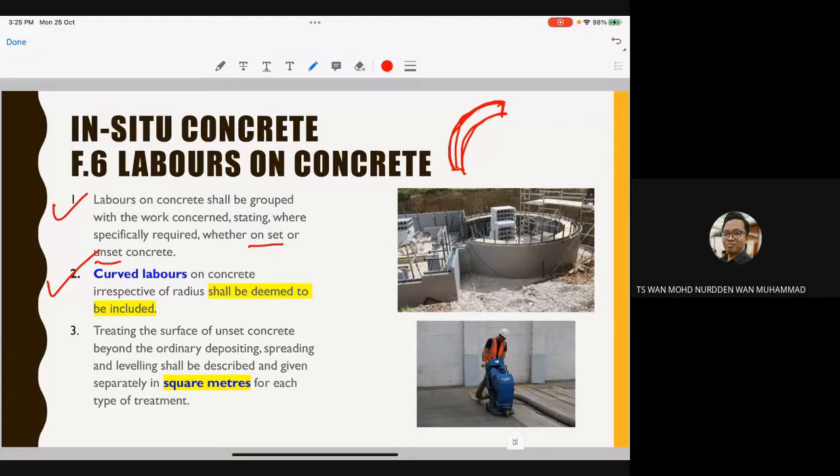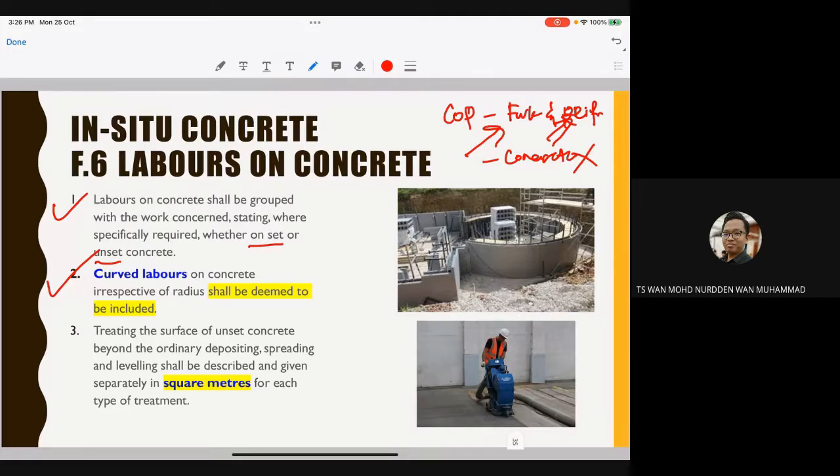Then it says, if we do this concrete, okay, for work on COP, okay, COP, curve on plan. COP for formwork and reinforcement is measured separately. But for concrete, it doesn't need to be measured separately, altogether with the others. Because concrete is a matter of pouring that concrete. The extra work is for formwork and reinforcement. Okay, so we have to bend the steel, but concrete is only a matter of pouring, right? So this is what you can see, curved labors on concrete irrespective of radius shall be deemed to be included. All of it altogether, included, together with the ordinary ones as well.